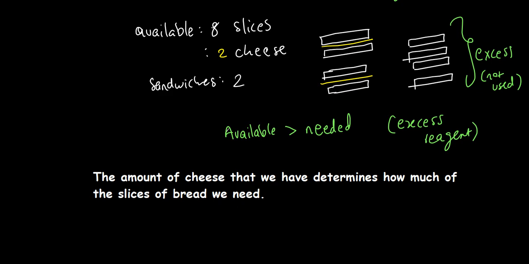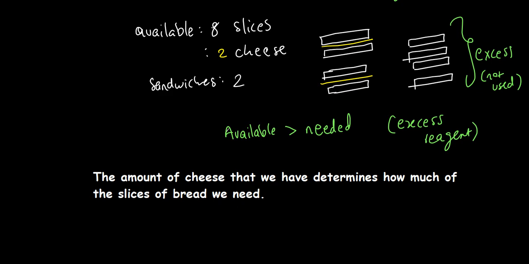So hence we say that the cheese actually determines how many sandwiches you make, which means the cheese determines how long the reaction is going to take place. If the cheese runs out, there is no more reaction. If the cheese runs out, there are no more sandwiches. So that is a limiting reagent. The limiting reagent tells us that we have two things.